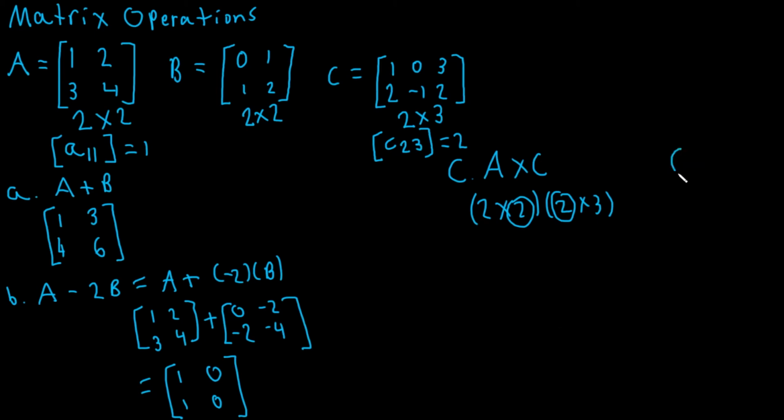However, if we're doing C times A, let's go ahead and write that out, we would have 2 by 3 times 2 by 2 because A is 2 by 2, and the number of columns here doesn't equal the number of rows here, so this wouldn't even be possible. We can only multiply two matrices if the number of columns of the first matrix equals the number of rows in the second matrix. Here, since the number of columns in matrix A equals the number of rows in matrix C, we can go ahead and apply matrix multiplication. Hopefully that makes sense.